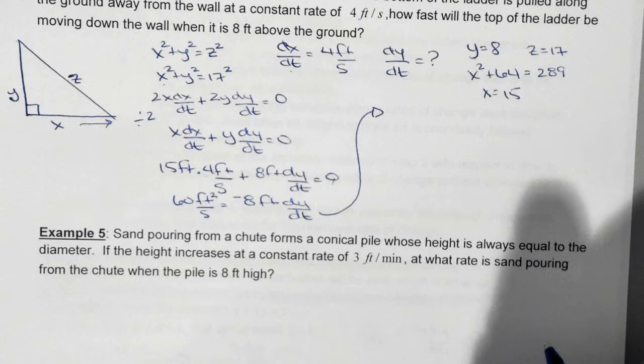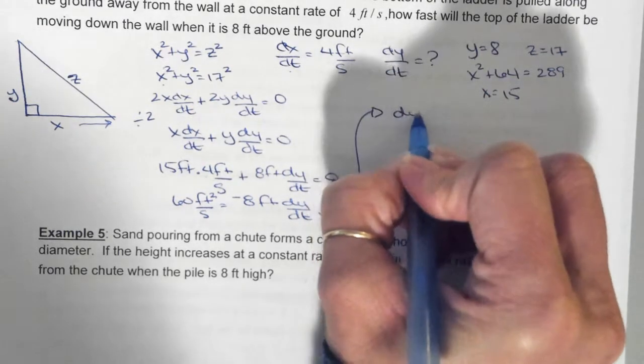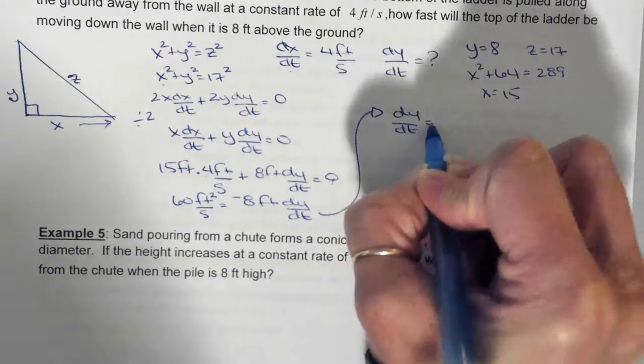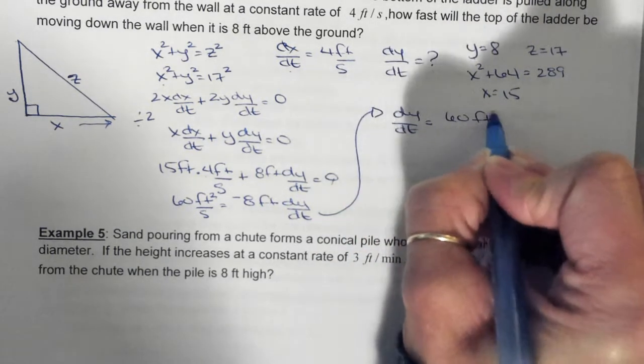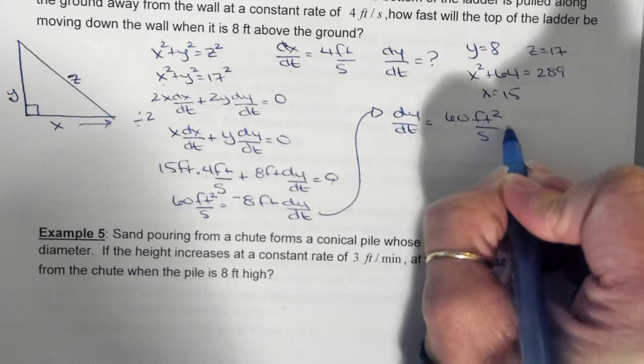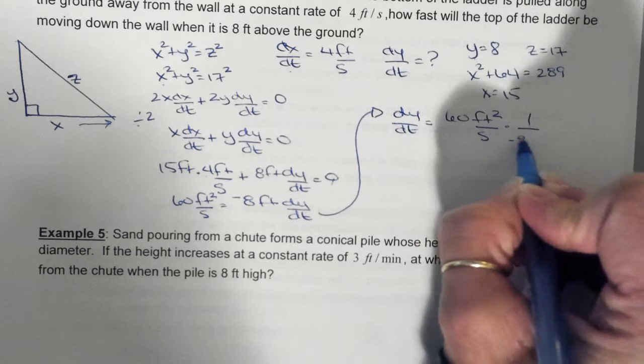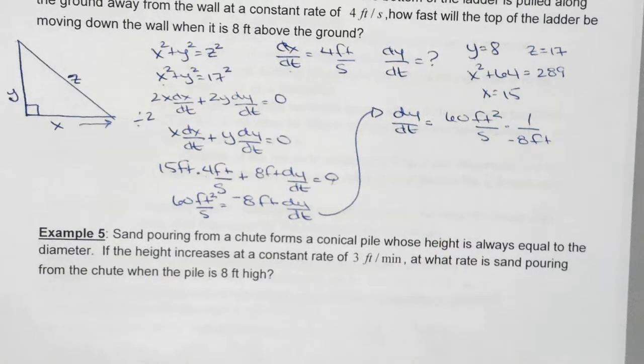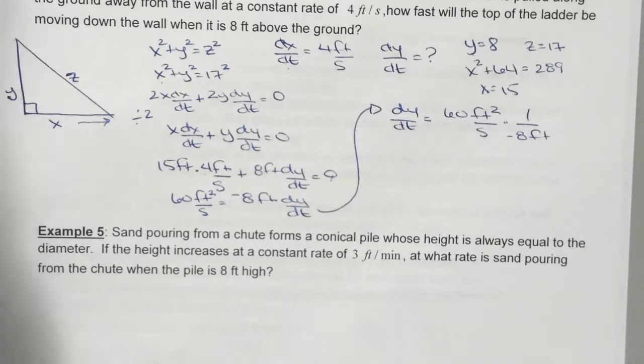Okay, that means I need to divide by negative 8 feet, right? So dy dt is equal to 60 square feet per second times 1 over negative 8 feet. Now remember, this is, and I'm using air quotes, a real life problem. So when you give this answer, it needs to sound like something we would normally say. So you might need a calculator.